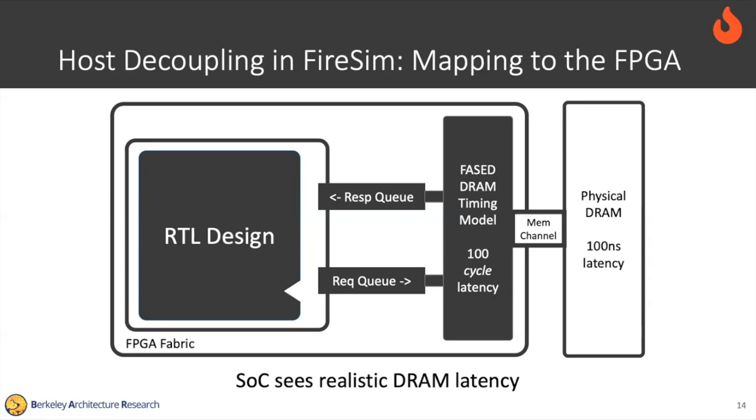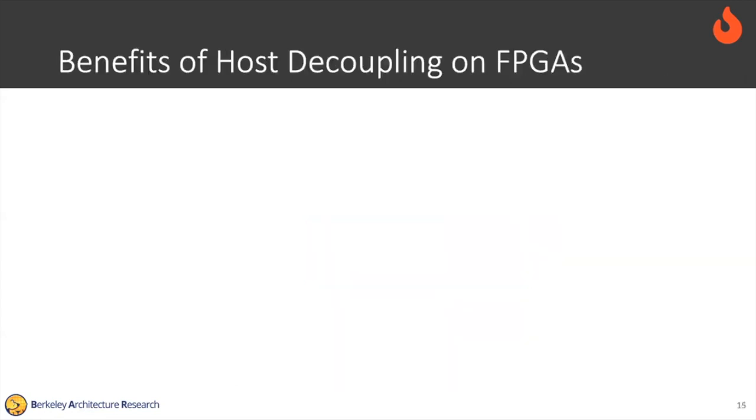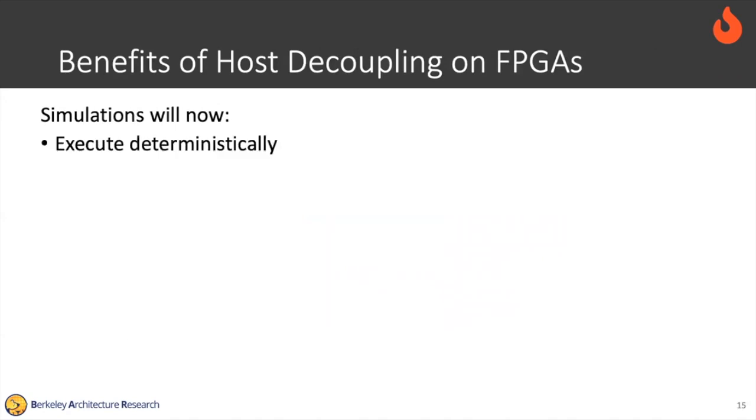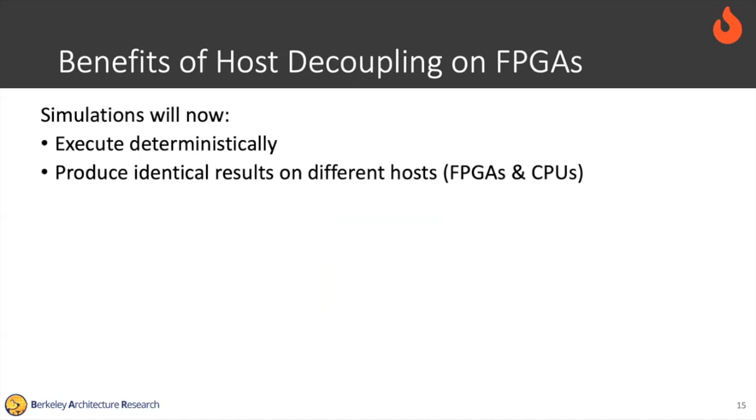And you can imagine extending this to all sorts of other IOs. All right, so what are the benefits of doing this host decoupling? You saw one on the previous slide, but now simulations will basically execute deterministically, right? We have no open world, external world stuff exposed into the simulator. We'll get identical results on different hosts, again, because this closed world is constructed in RTL before it goes through any tool like Vivado and gets mapped onto the FPGA.